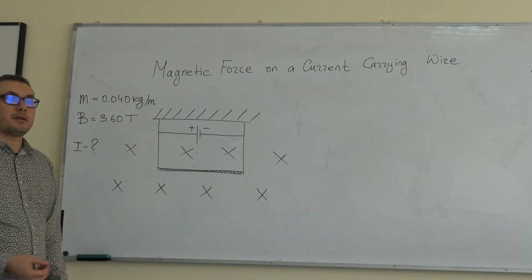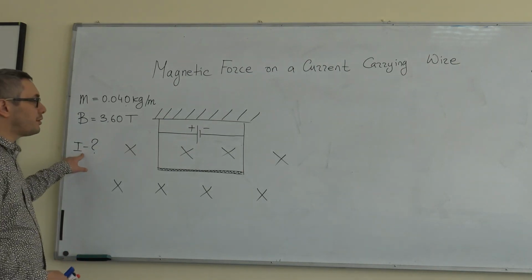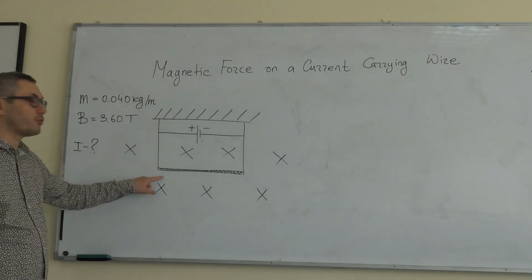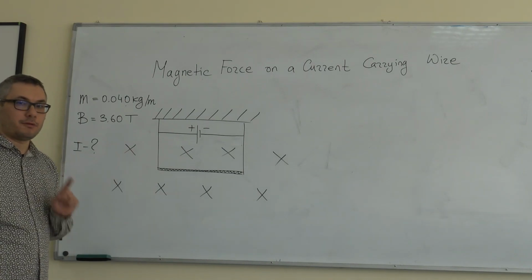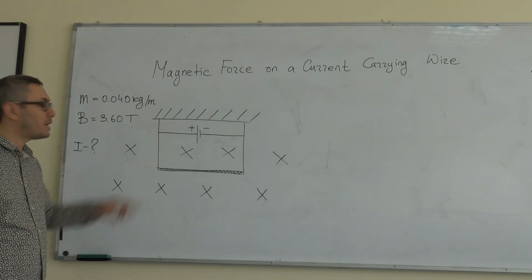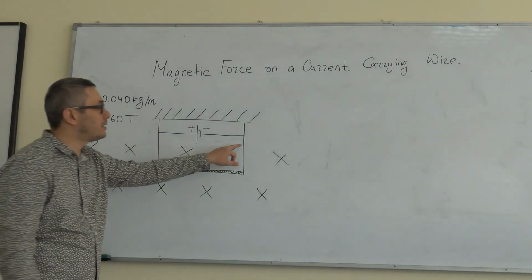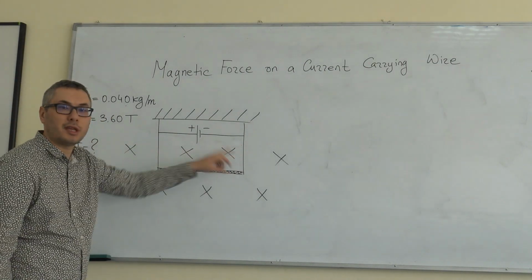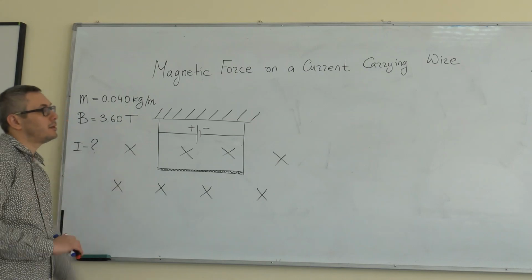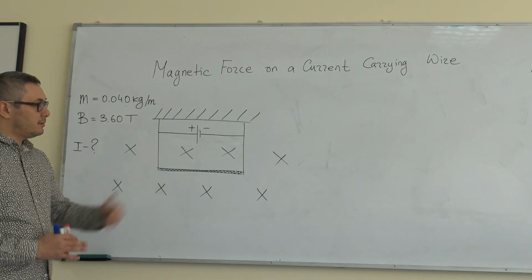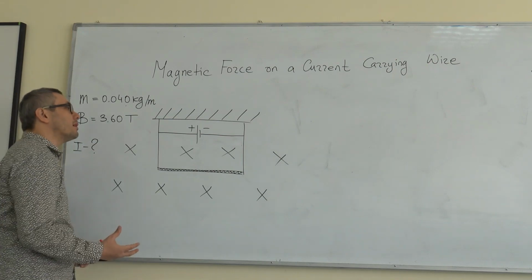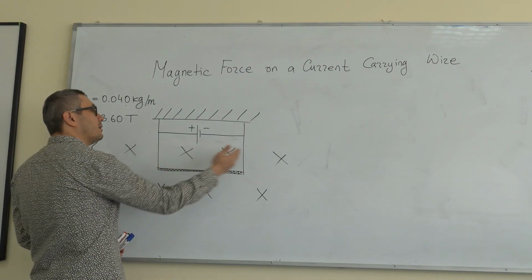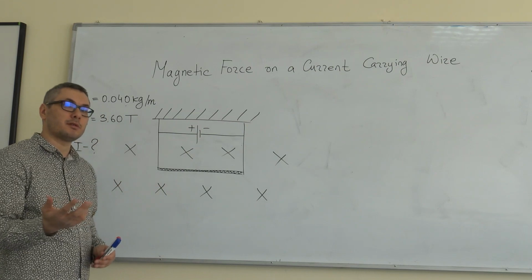The question is, what should be the magnitude of the current flowing in this wire and in what direction it should be flowing so that there is no tension in these two cables? So these two cables experience no tension. Well, let's think about this. When will this happen? When will the two cables experience no tension?